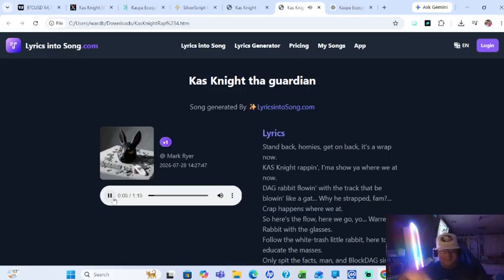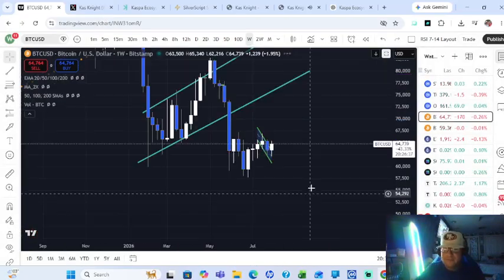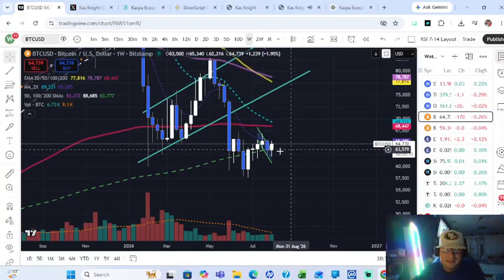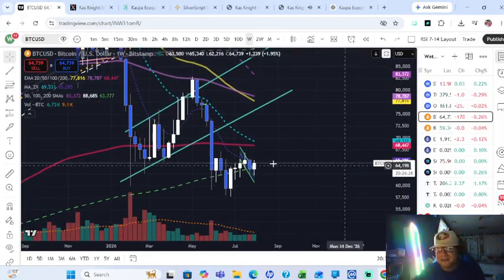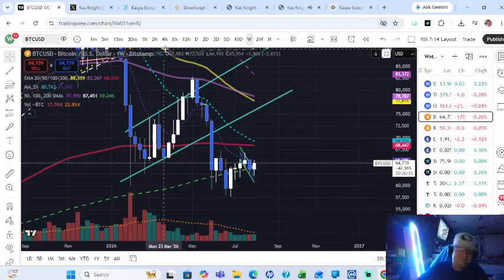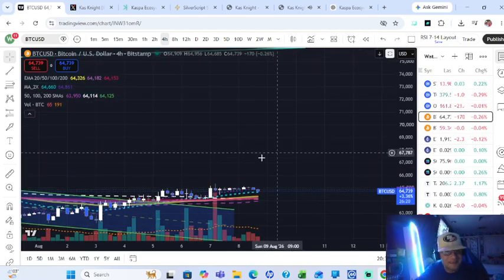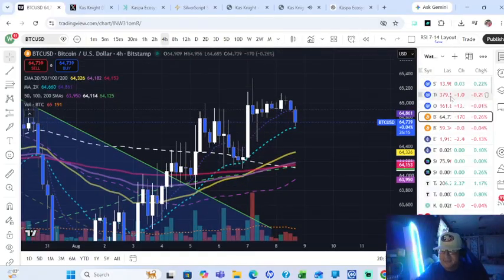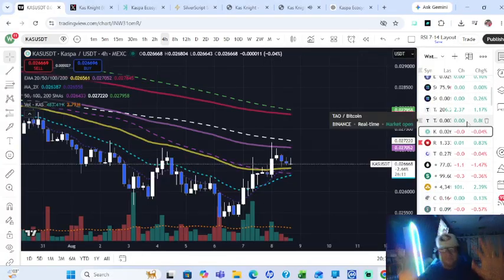Stand back, homies, get on back. It's a rap now. Kas Knight rapping, I'ma show you where we at now. Dag rabbit flowing with the track that be blowing like a gap. Why be strapped, fam? Crap happens where we at. So here's the flow, here we go. Yo, Warren Rabbit with the glasses, follow the way. Crash little rabbit here to educate the masses. Only spit the facts, man, and block dag. Simply where the future's at, fam. So get the stacking Kas, fam, every single day and every way that we can think to make it happen. Blockdag and Kaspa. What the kids be yelling from the back, bruh? Holy moly, holy what? Kaspa's Kas Knight can really rap, man. Never ever saw it coming, nah, bro. Never knew this crazy stuff could happen.